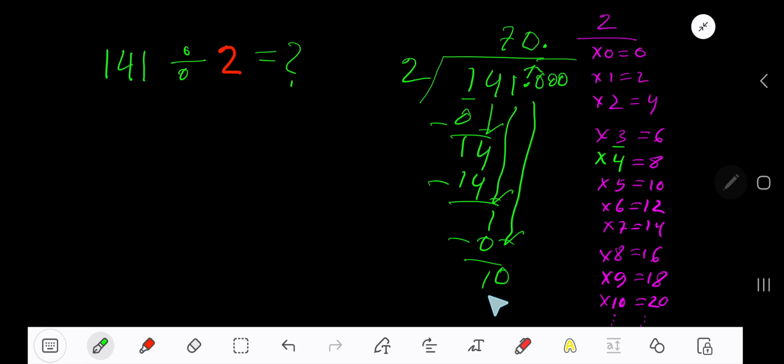2 goes into 10 how many times? 2 goes into 10 5 times. 5 times 2 is 10. Subtract, we get 0. As our remainder is 0, we are done. So our answer is 70.5.